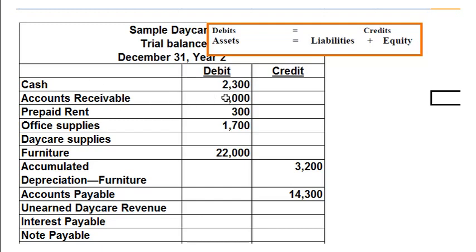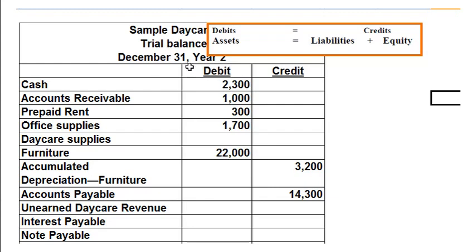Here what we do see is that cash, accounts receivable, prepaid rent, office supplies, and the furniture account, all at the top here, have debit balances. Hopefully you also recognize that these account titles generally represent what we would call assets in financial accounting. Recall that assets are the resources of a business. Assets are expected to provide benefit to the company beyond the end of the current accounting period. So all of these things are expected to provide benefit to Sample Daycare beyond the end of year 2.